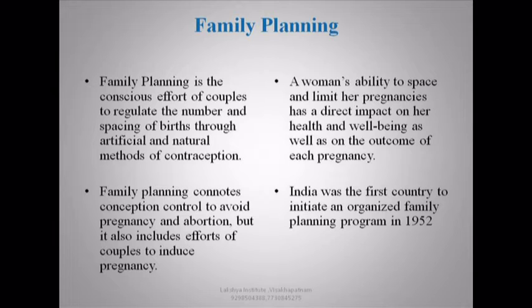Family planning. Family planning is the conscious effort of couples to regulate the number and spacing of births through artificial and natural methods of contraception. Family planning connotes conception control to avoid pregnancy and abortion, but it also includes efforts of couples to induce pregnancy. A woman's ability to space and limit her pregnancies has a direct impact on her health and well-being as well as on the outcome of each pregnancy. India was the first country to initiate an organized family planning program in 1952.